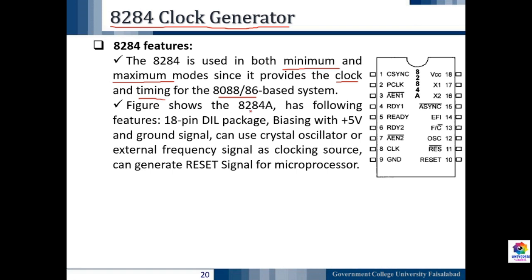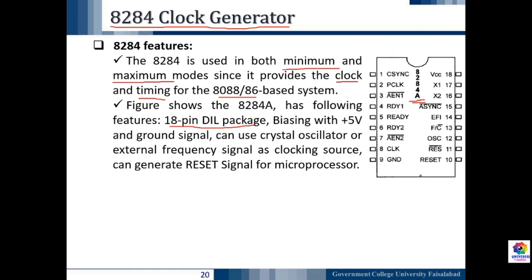Now the figure shows the 8284A, which is the commercial variant of the 8284 clock generator IC, and it has the following features. We will discuss one by one. The first feature is that it comes in the 18-pin dual inline package. So dual inline package means that the 18 pins are equally distributed on the left and right side of the IC.